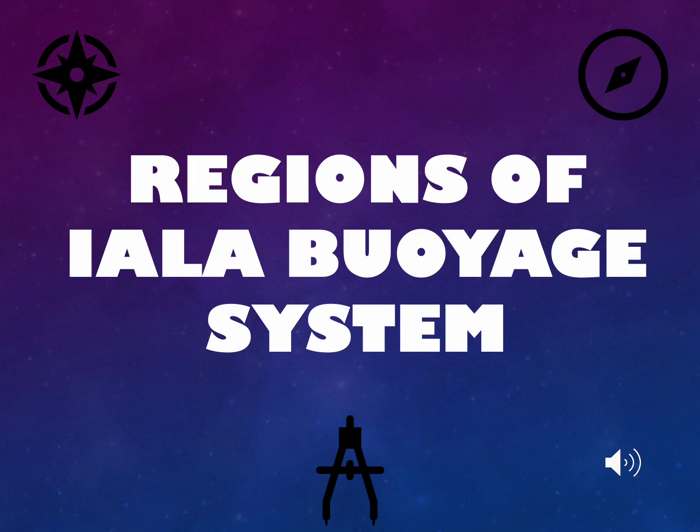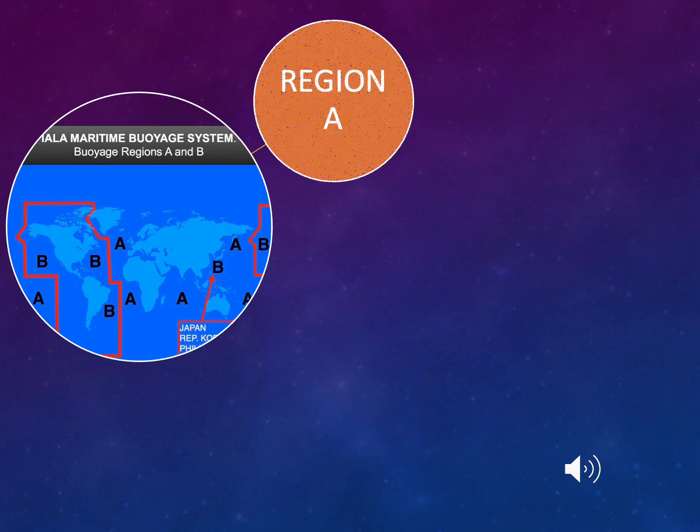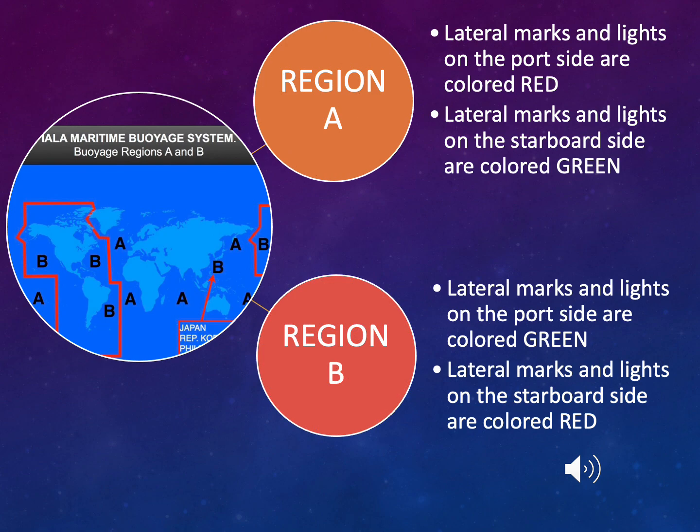Regions of the IALA Buoyage System. Region A is used for most of the world, especially countries with British influence. The exceptions are the countries with American influence, which use Region B. In these 2 regions, lateral marks differ. Region A uses red and green colors by day and night to indicate port and starboard sides of channels, respectively, when proceeding in the conventional direction of buoyage, or the fairway direction. In Region B, these colors are reversed, with red to starboard side and green to port.